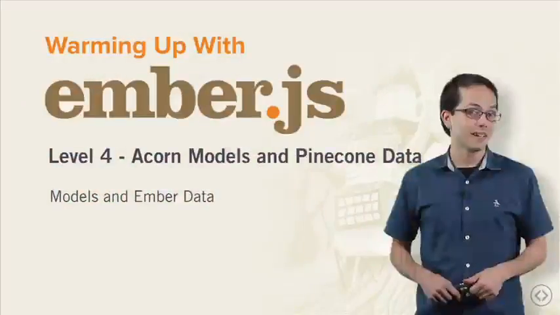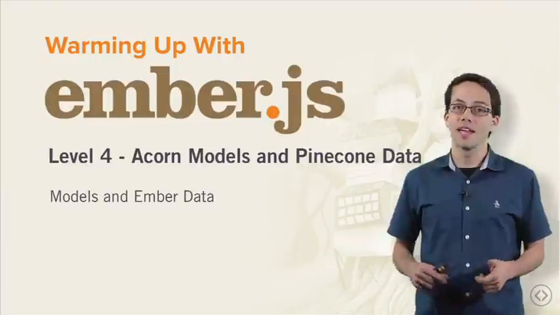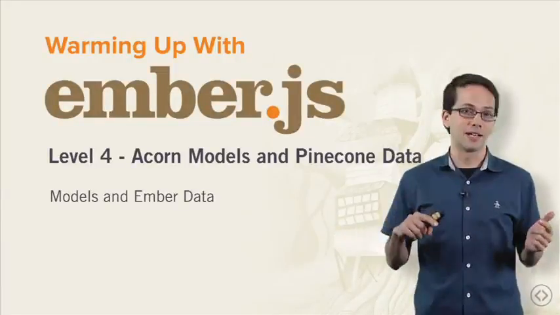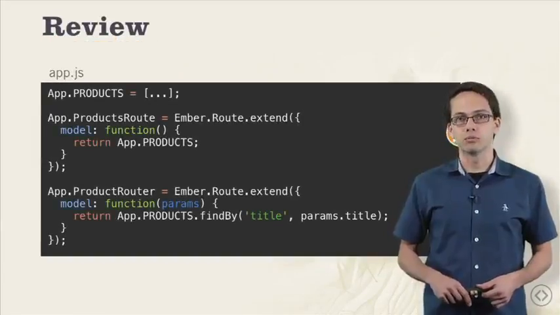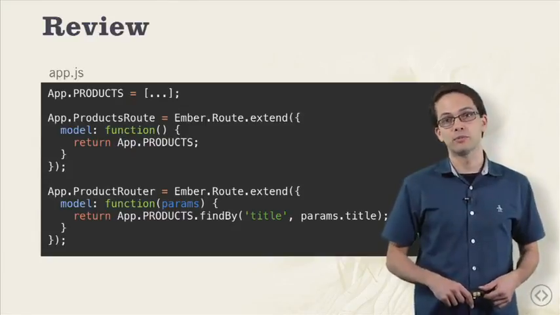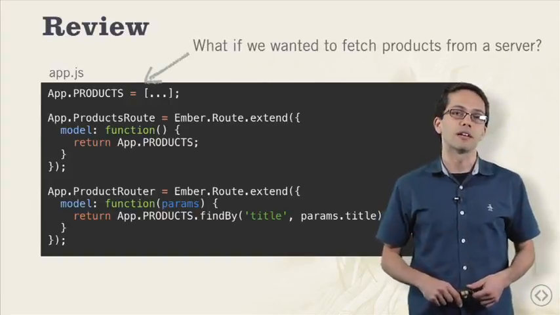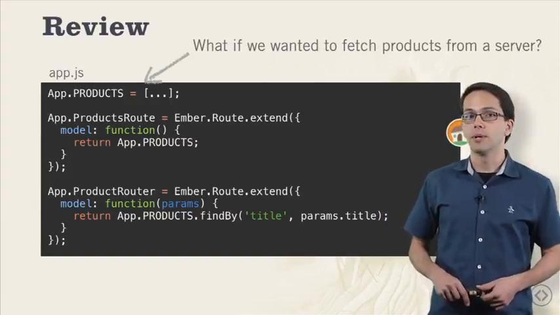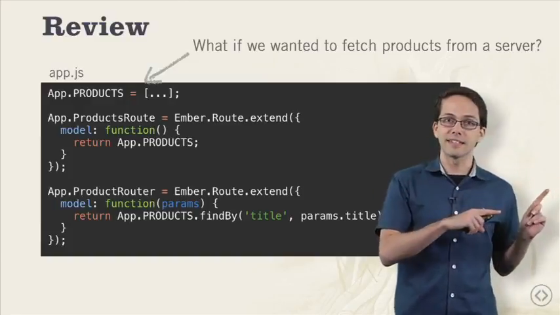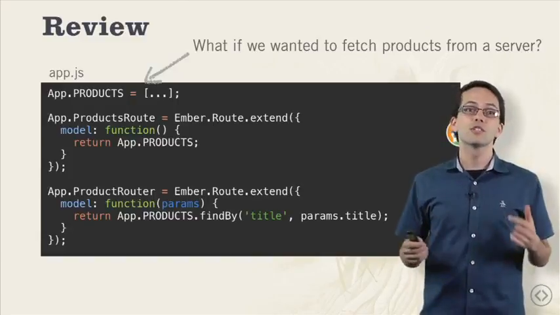You are warming up with Ember.js, and this is level 4, where we're going to be talking about acorn models and pinecone data. In the previous level, we learned about Ember routes and loaded in some data from a JavaScript array. But what if we wanted to fetch these products from a server? Well, that's where we're going to be getting to at the end of this level, but there's a couple things you need to learn about before we get there, starting with the Ember model.